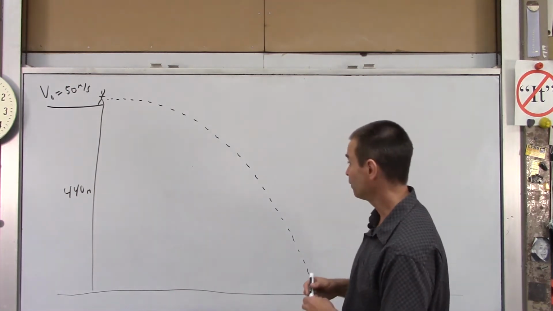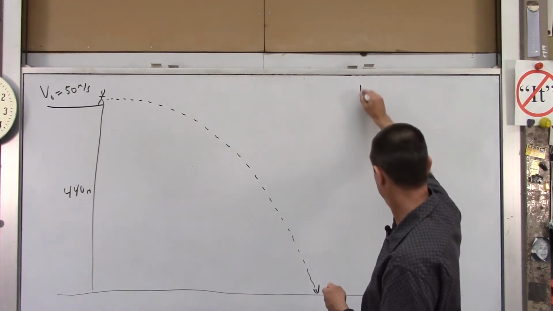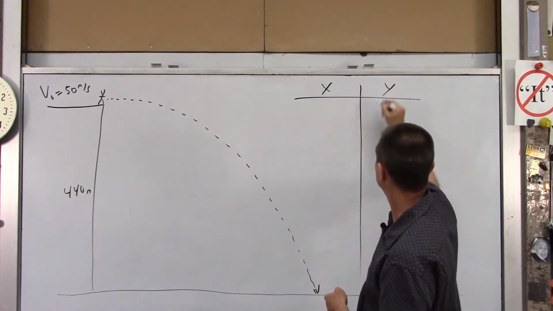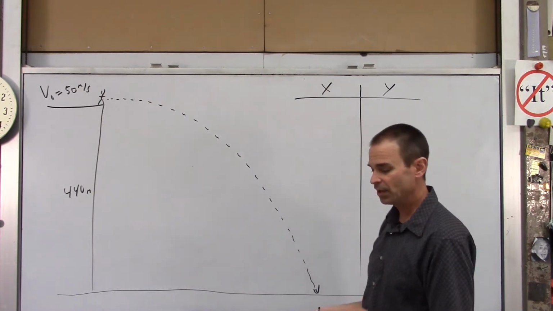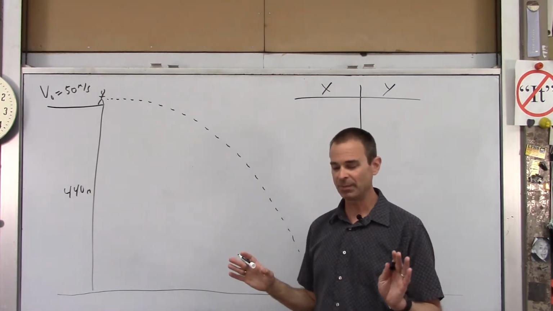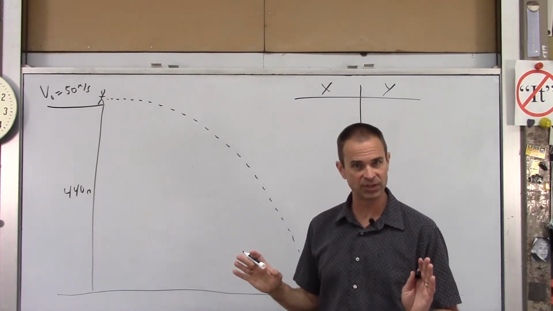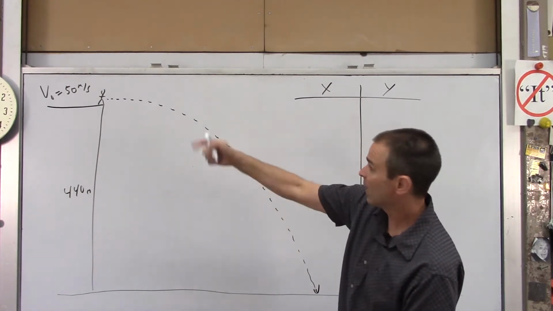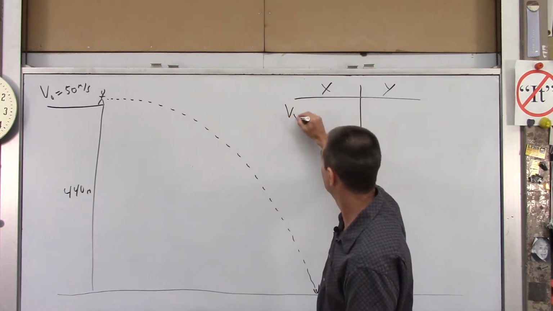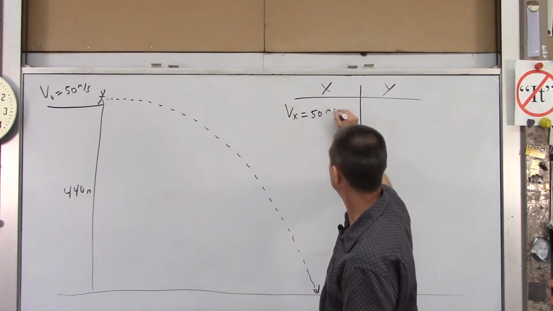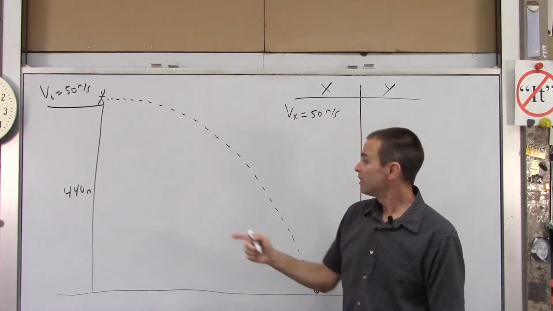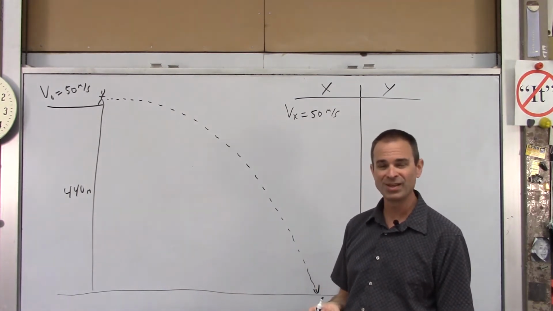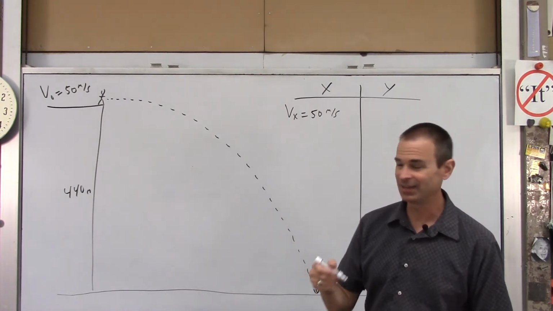So I'm going to make a chart. I'll do that here. We're going to have X and Y, horizontal and vertical. The most important thing that you can do in a problem like this is write down all the givens that you've got in both the horizontal and vertical direction. Well, we're launching it horizontally, so Vx is going to be 50 meters per second. There is no horizontal acceleration because gravity points down, not left or right.